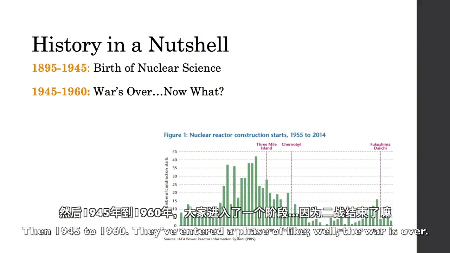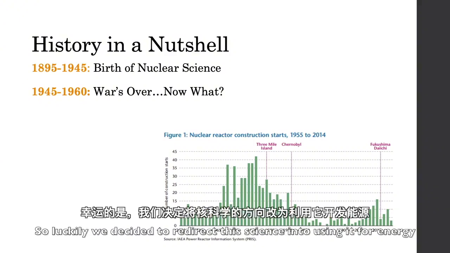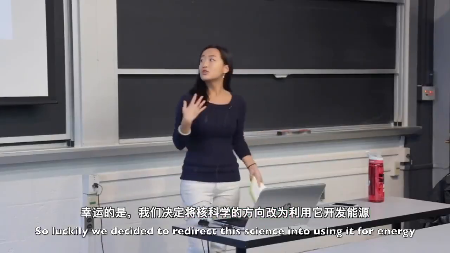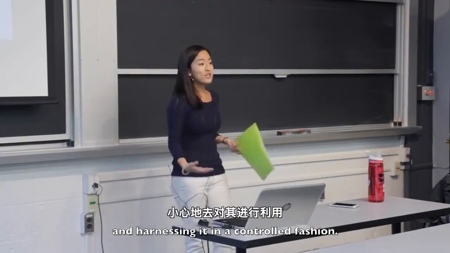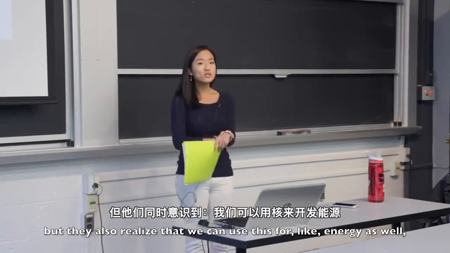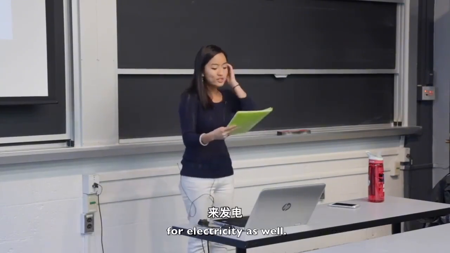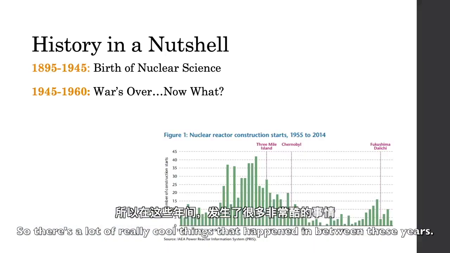Then from 1945 to 1960, they entered a phase of, well, the war's over, now what do we do with ourselves? So luckily they decided to redirect this science into using it for energy and harnessing it in a controlled fashion. Mainly the focus was actually naval submarines, but they also realized we can use this for electricity as well. There's a lot of really cool things that happened in between these years.